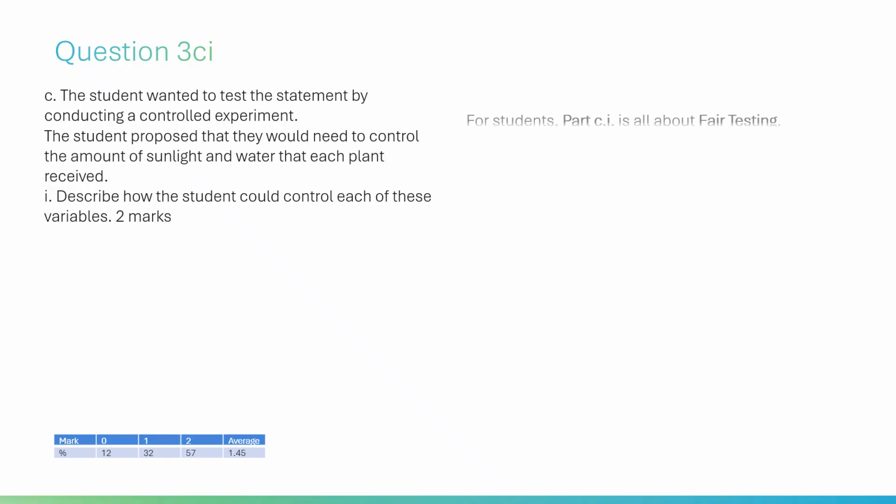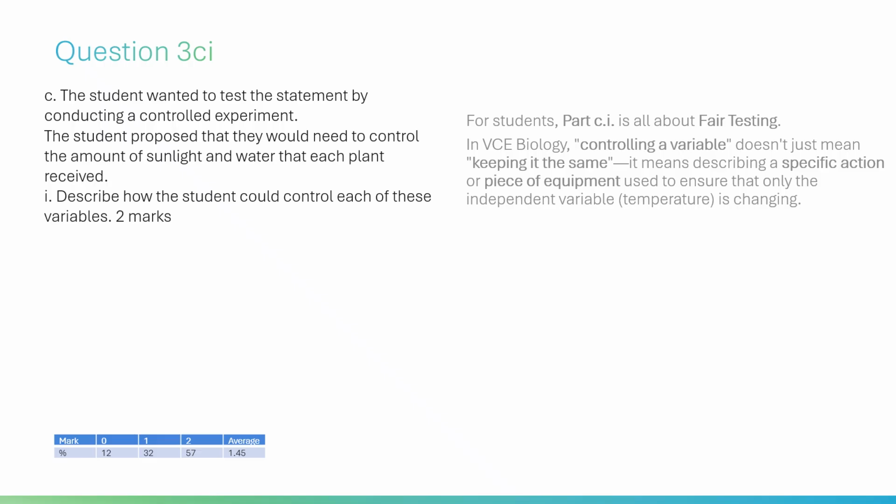For students, Part C I is all about fair testing. In VCE Biology, controlling a variable doesn't just mean keeping it the same, it means describing a specific action or piece of equipment used to ensure that only the independent variable, temperature, is changing.